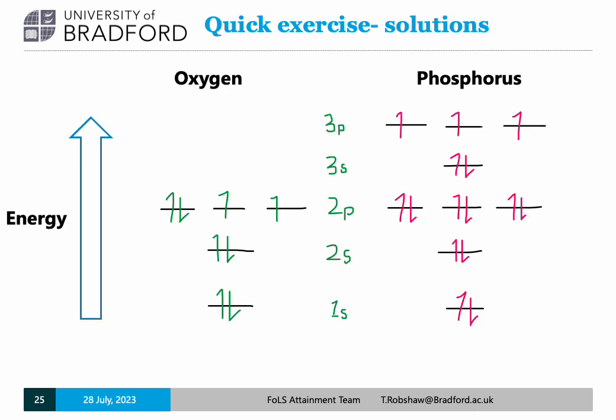So here are the atomic orbital energy levels for oxygen and phosphorus. Again, check these carefully against what you wrote down or what you drew. And if you've gone wrong, understand how. It's simply a case of following the 2 rules that I've already outlined.